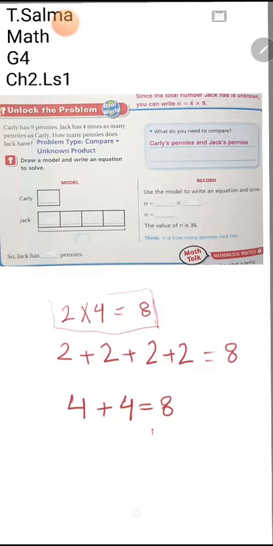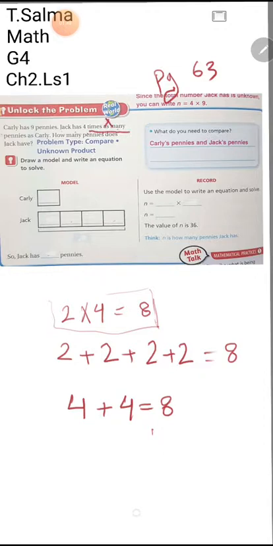So in this problem on page, I think, 63, Carly has 9 pennies. Jack has 4 times as many pennies as Carly. So which one of those friends has more pennies? I think Jack. So why? Because Jack has 4 times as many pennies as Carly. This "times as many" means multiplication.